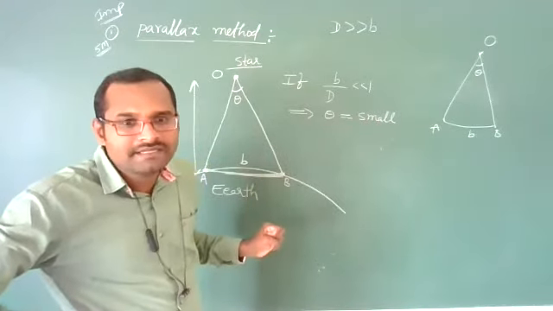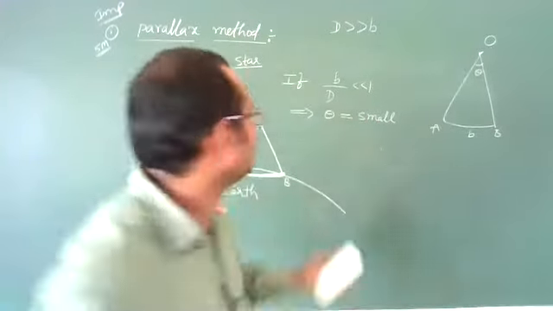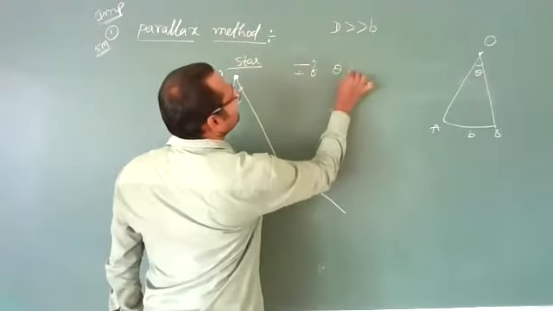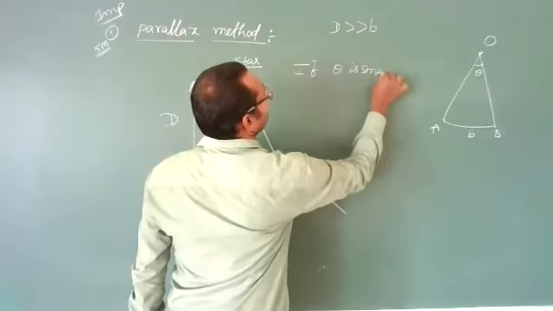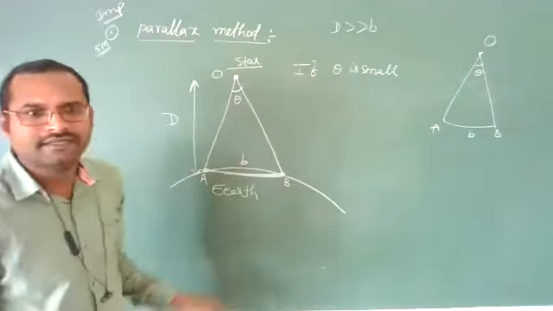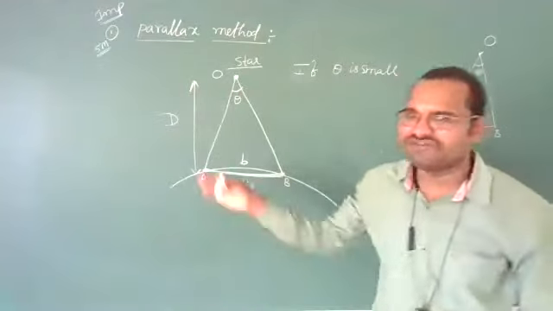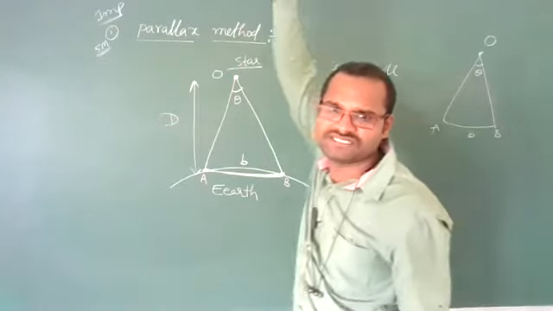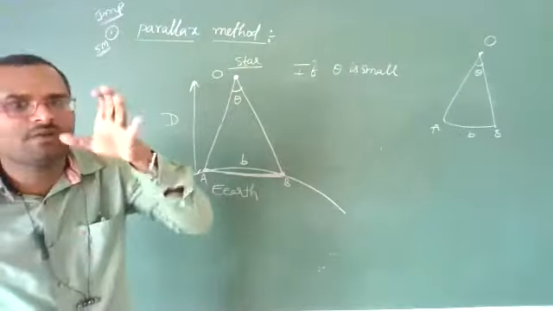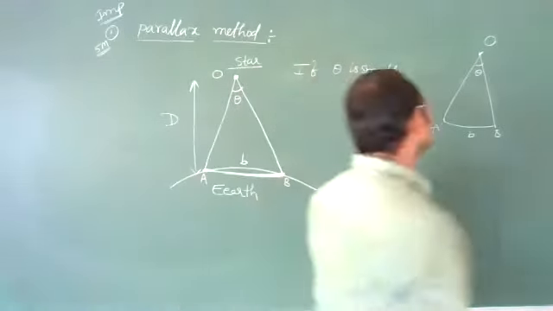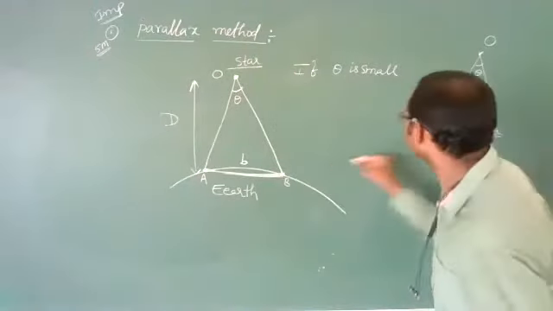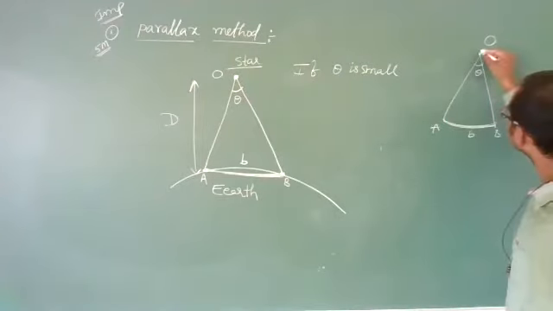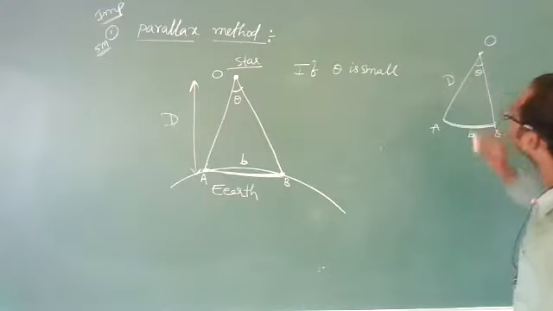Clear? Let us imagine this. Okay, if you are not understanding, remove this. You can just say if theta is small. Theta is very small because when the star is very far away from this earth, the angle subtended will be small. So for small angles, this basis can be considered as an arc, and this distance can be considered as capital D.